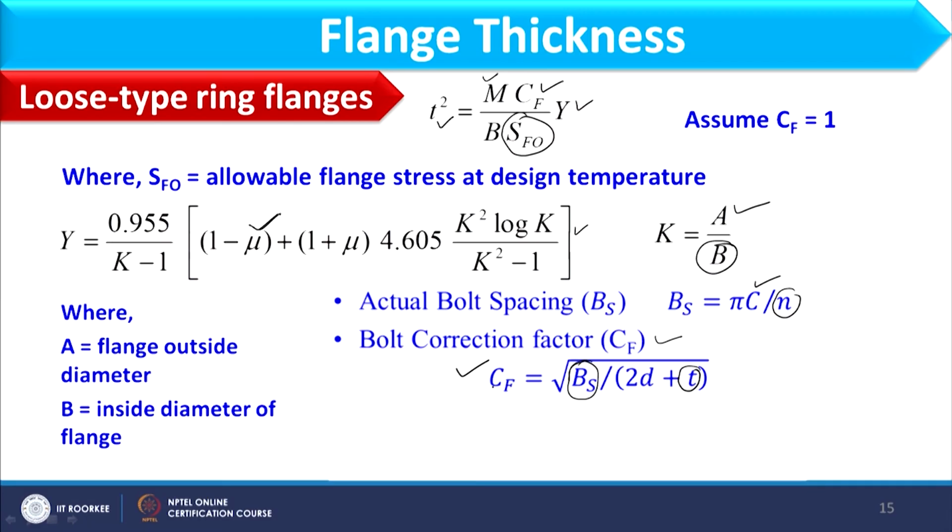Once I have this CF value, I will put it in this expression and calculate t, and then that t value will be further used in this expression to find the revised value of CF, and then t and then CF, till two consecutive values of t and CF are equal. In this way we can complete the design of the flange, where we have computed the dimension of the gasket, bolt circle diameter, number of bolts, outer diameter of the flange, and then the thickness of the flange. I hope you understand what is meant by the thickness of the flange.